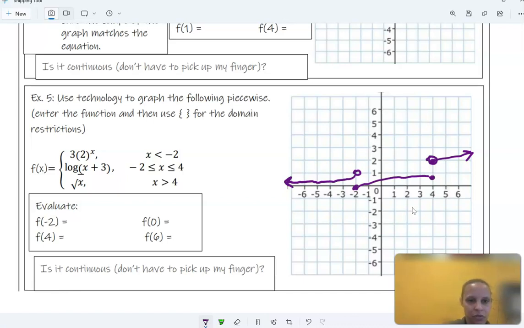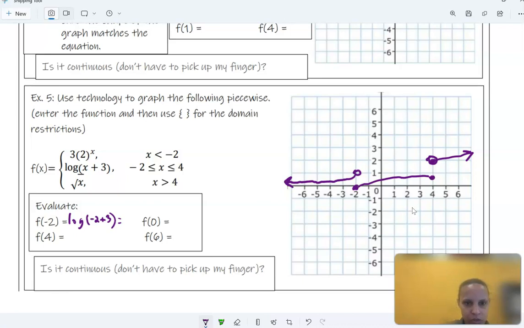So f of -2. I look at my domain, where would -2 fall? It wouldn't be here because this is less than, right? So it would be here because that would be equal to. So it's in here, so I would put this. So this would be log of -2 plus 3, and that's what I would need to put in the calculator to see what my answer would be. And I'll do all the calculations at the same time just so that I'm not wasting time.